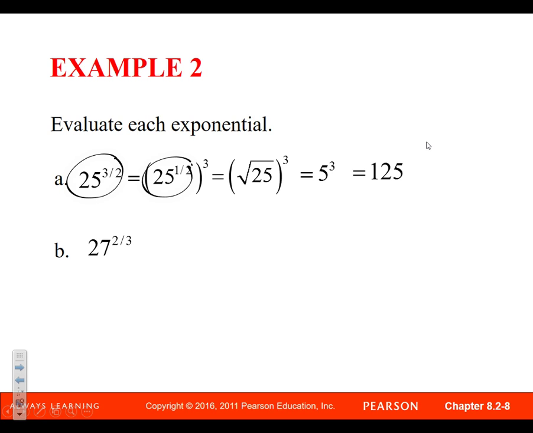Got it? Okay, so just here, don't stress too much about it. This is 2 over 3, right? So what is the third root? The third root of 27 is 3. And then take that and square it. And there you go.